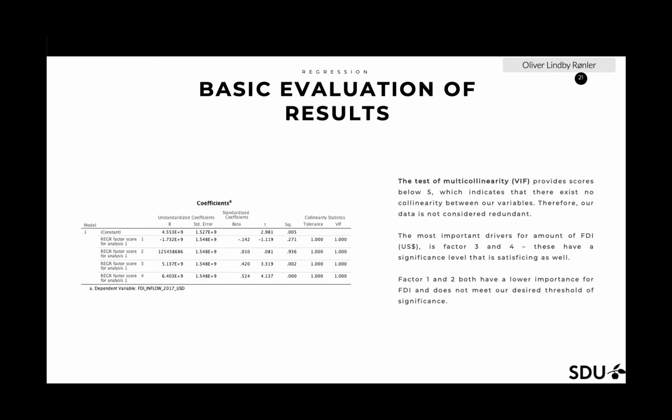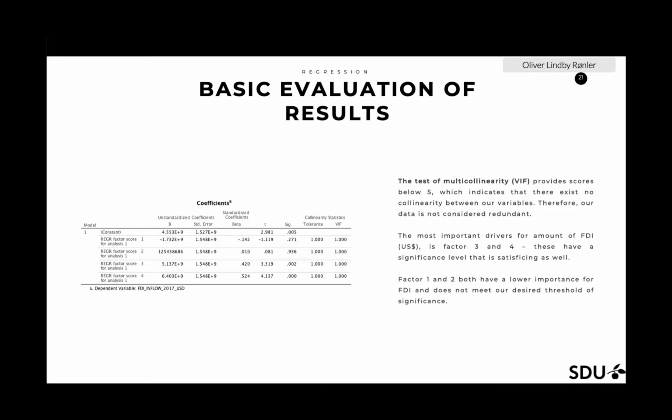Looking at the direction and strength of the relationships, we can clearly see that there's evidence for the most important drivers for the amount of FDI. These factors are factor 3 and factor 4. These have a very satisfying significance level as well. The results also show that factor 1 and factor 2 both have a lower importance for FDI and do not meet our desired threshold of significance, thus do not have a significant impact.